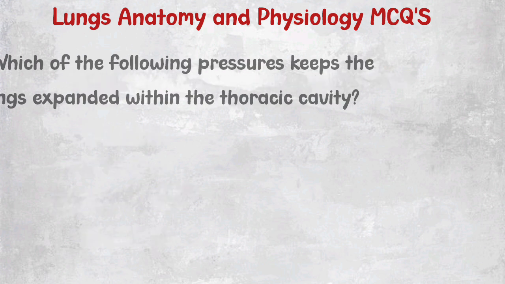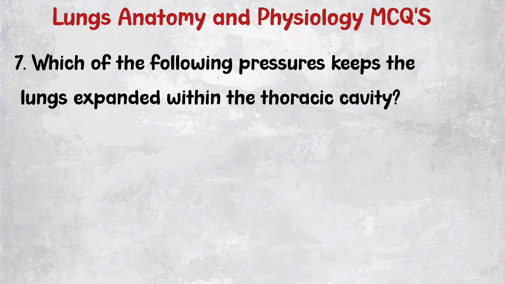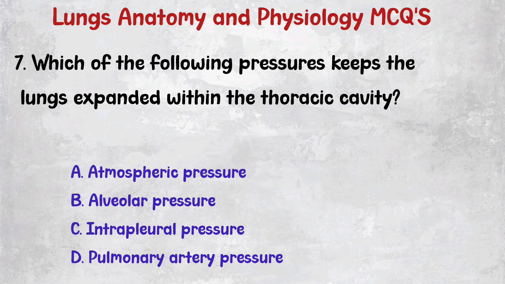Question number 7. Which of the following pressures keeps the lungs expanded within the thoracic cavity? We have A, the atmospheric pressure, B, the alveolar pressure, C, the interpleural pressure, and D, the pulmonary artery pressure. The answer is C, the interpleural pressure. Interpleural pressure is normally negative, and it keeps the lungs inflated against the chest wall.